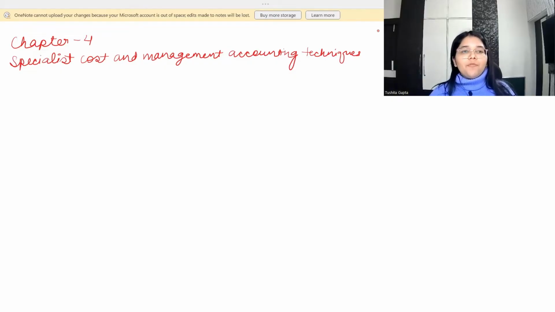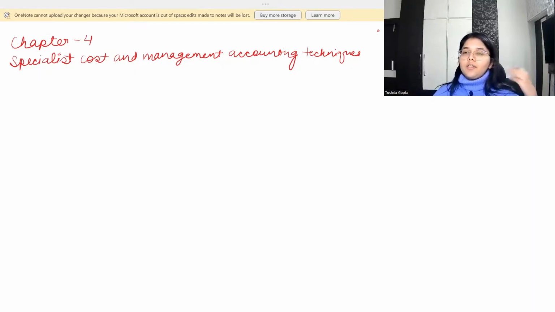So this is chapter number 4, which is about specialist cost and management accounting techniques. Over here we have a lot of different costing techniques, the different sorts of techniques that there are, and we study the possible benefits and the possible suitability, that in what scenario these are suitable and in which scenarios these are not. So let's dive deep into this chapter.